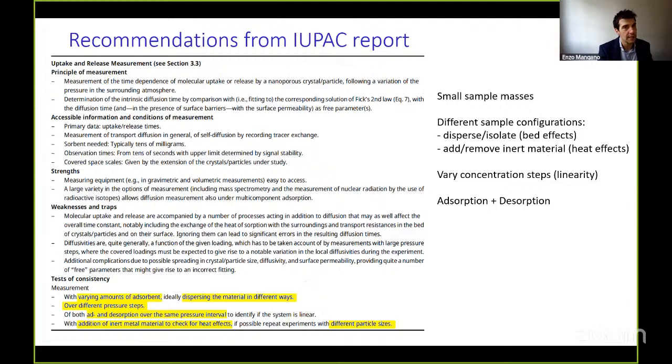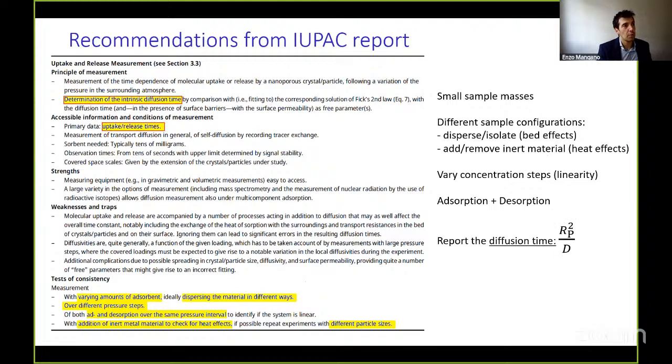Add or remove inert material to verify that the system is isothermal, and try to change the configuration as well to make sure that the system is as isothermal as possible. Vary the concentration step. You want to stay as limited as possible with the pressure step, the concentration step, and you want to verify whether changing the concentration step still keeps you in linear conditions. Run the adsorption and desorption, a very simple check, in the same pressure step that you are considering for your kinetic experiment.